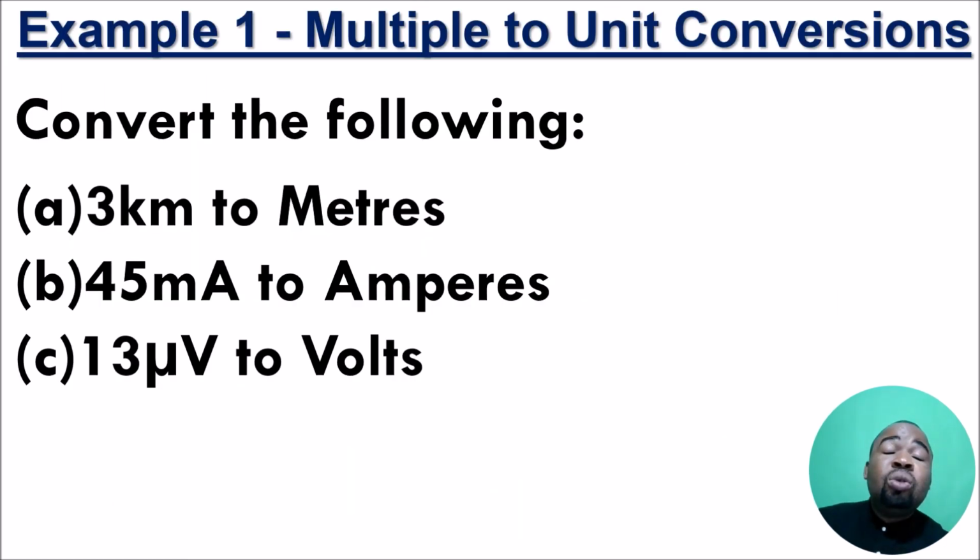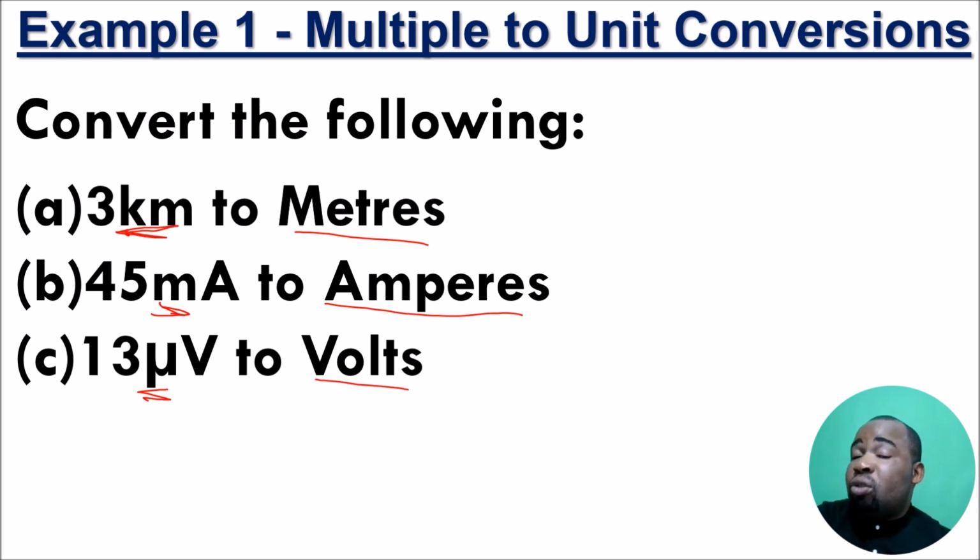So let's go to this example. We want to convert from a multiple to a unit. This is a multiple because of the kilo, this is a multiple because of the milli, this is a multiple because of the micro. So these are from multiple to a unit. This one has no multiple, this one has no multiple, this one has no multiple. So we are moving from multiple to a unit.